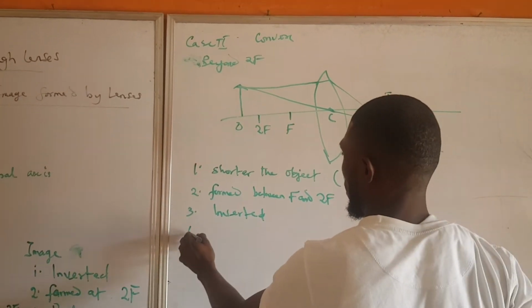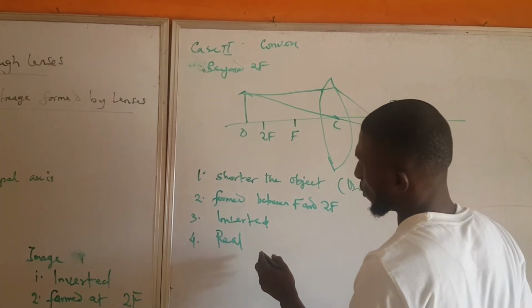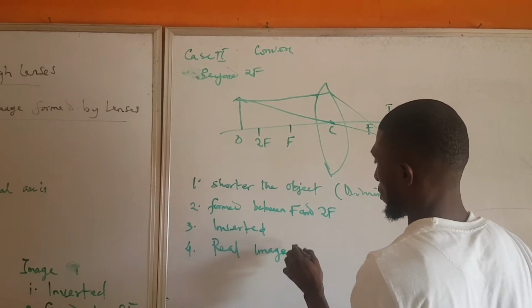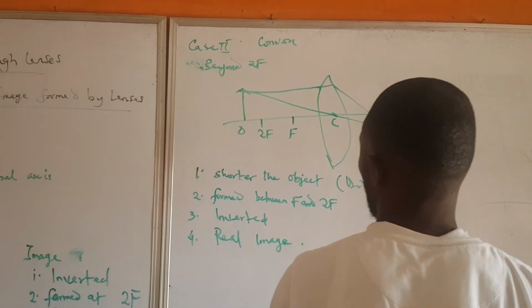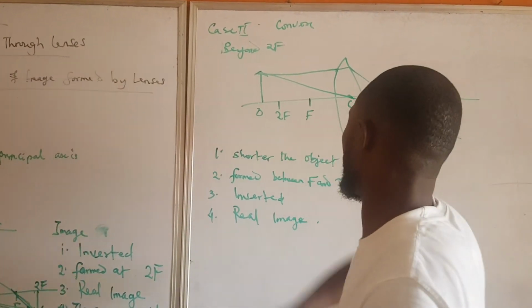Any image inverted, I told you they are real image, while any image upright, they are virtual. And that's the characteristics of an image beyond 2F, that is, at the back of 2F.